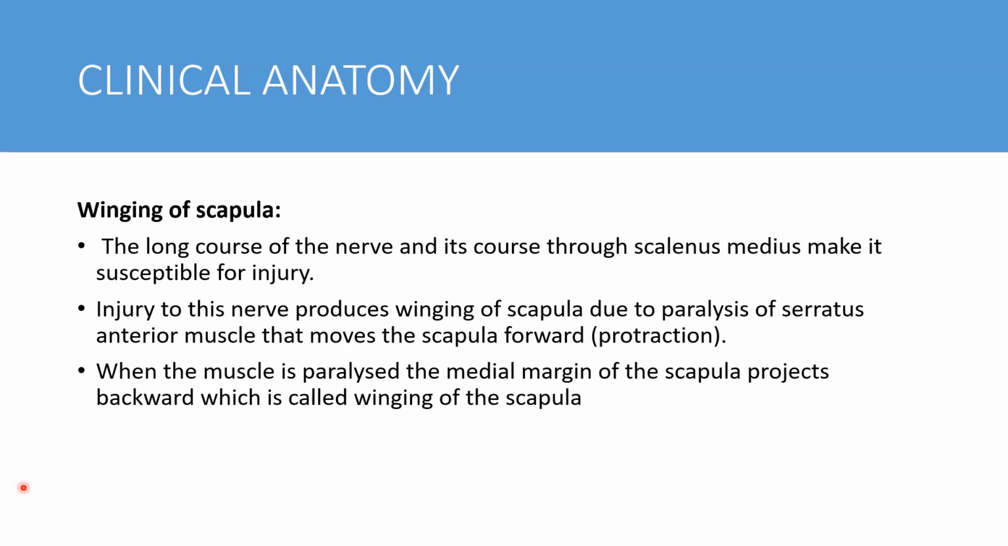Injury to this nerve produces winging of scapula due to paralysis of serratus anterior muscle, which moves the scapula forward, which is known as protraction or pushing movements. When the muscle is paralyzed, the medial margin of scapula projects backwards, and it is known as the winging of scapula.